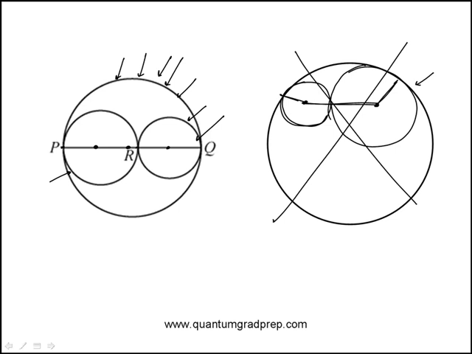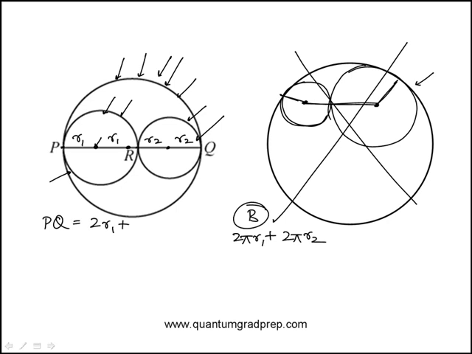So I'm going to call the radius of this circle R1. I noted the center here. This is R1, R2, R2. So quantity B, which is the sum of the circumferences of the two smaller circles, would be 2 pi R1 plus 2 pi R2. Now the diameter, which is the length of line segment PQ, would be 2R1 plus 2R2.